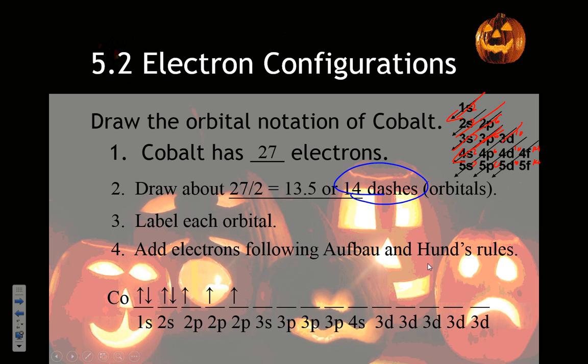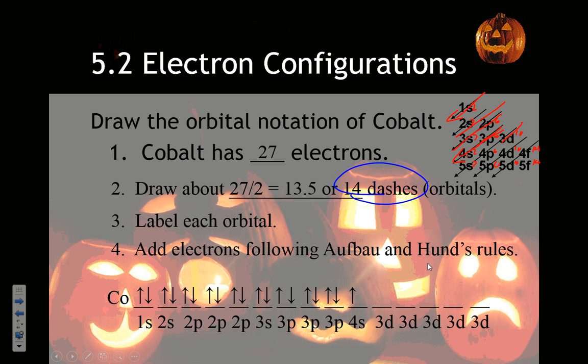So we're up to 2, 4, 5, 6, 7. So the 8th would go there, the 9th would go there, and the 10th would fill the 2p sublevel. The 11th would go in the 3s. The 12th would fill it. The 13th would go in the 3p. The 14th by Hund's rule needs to go in the next. 15th next. 16th fills the 1st. 17th fills the 2nd. 18th fills the 3rd.